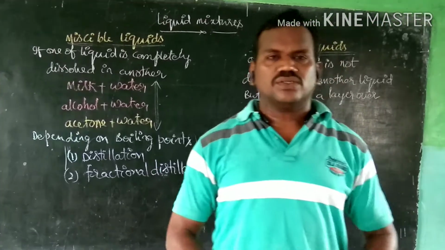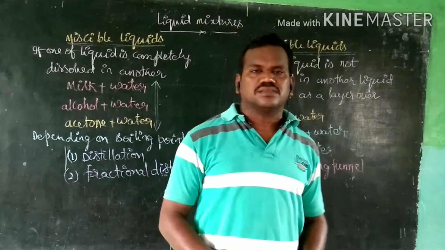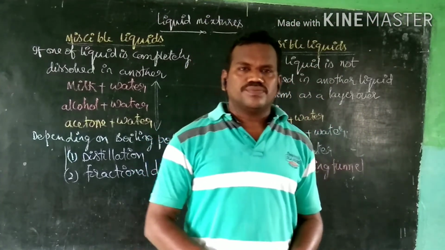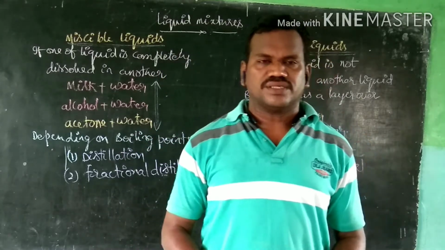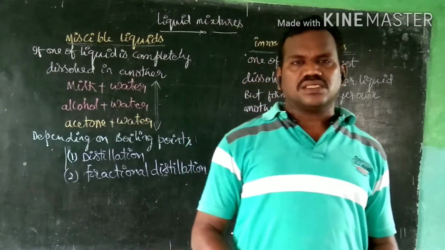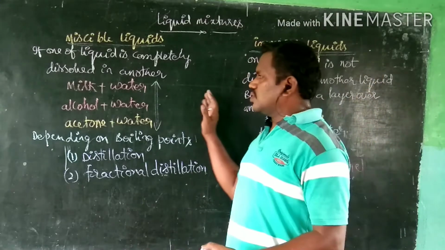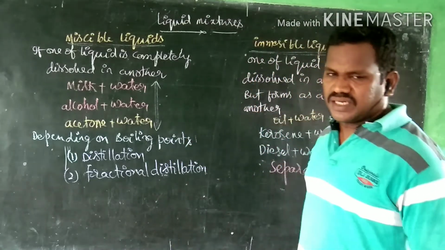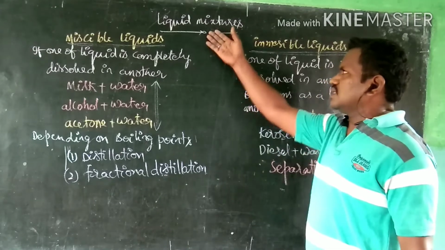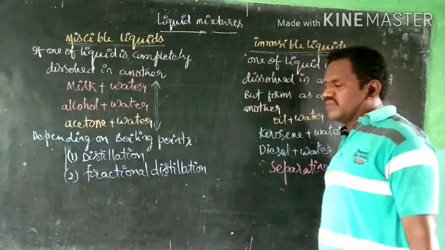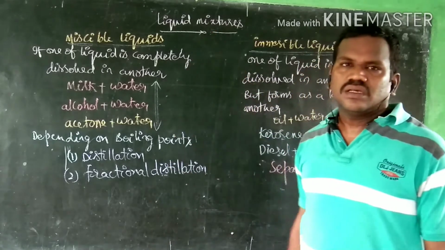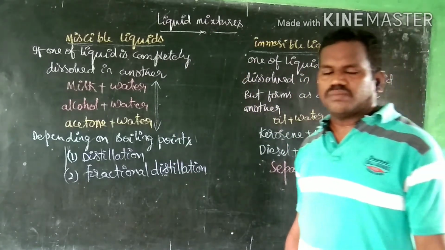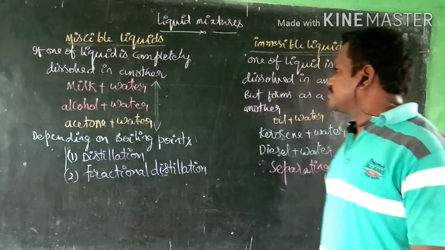In the last videos on separation of mixtures, we used the processes of sublimation as well as evaporation. Now let us discuss one more type of separating method. Here the main heading is liquid mixtures. In the name itself they are mixtures, meaning a group of two or more components is called a mixture.